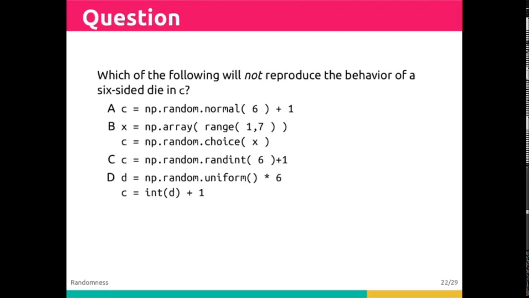Take a moment, read this question, and determine which of the following will not reproduce the behavior of a six-sided die in Python. In other words, 3 of these 4 answers will successfully reproduce the behavior of a six-sided die. 1 of them will not. Pause the video now and decide which one of these does not behave like a six-sided die based on what we've learned so far.